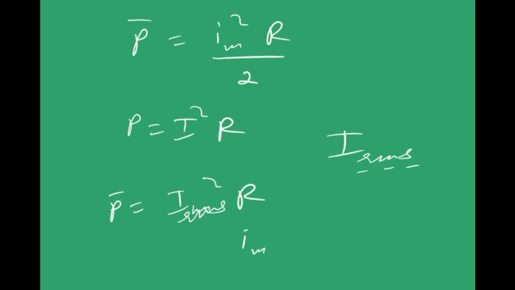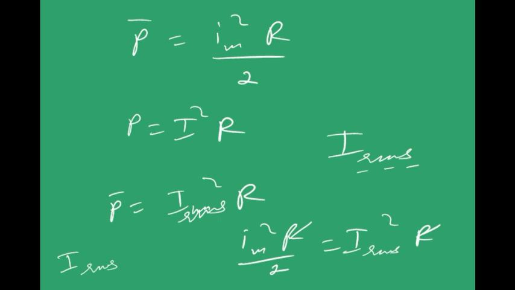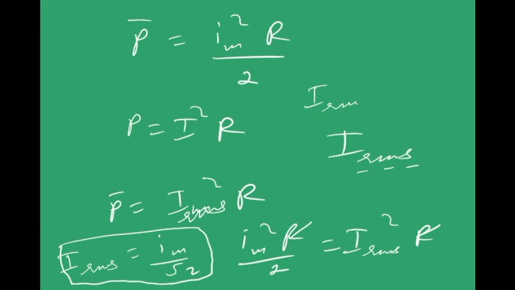I know what the average power is. It is Im square R by 2. When I equate this to IRMS square R, what will I get? I'll get that IRMS is nothing but Im by root 2. So this is the IRMS. Root mean square current is nothing but 0.707 times the maximum value of the current which is varying. Hope everything is clear till now.